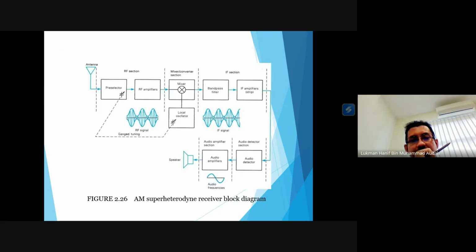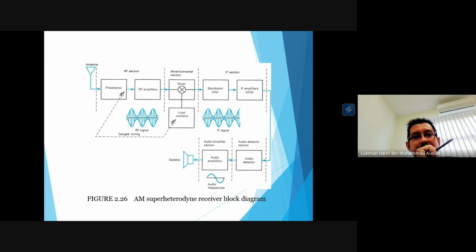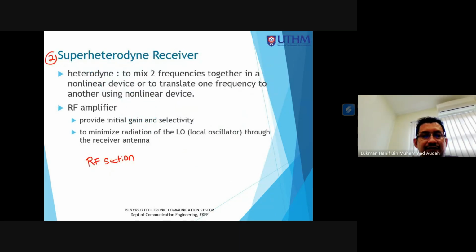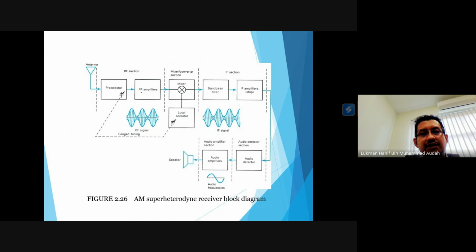So this is the RF. This is a superheterodyne receiver block diagram. As we have seen, the RF amplifier is this one, which is in the RF section. In the superheterodyne receiver, we have four sections.